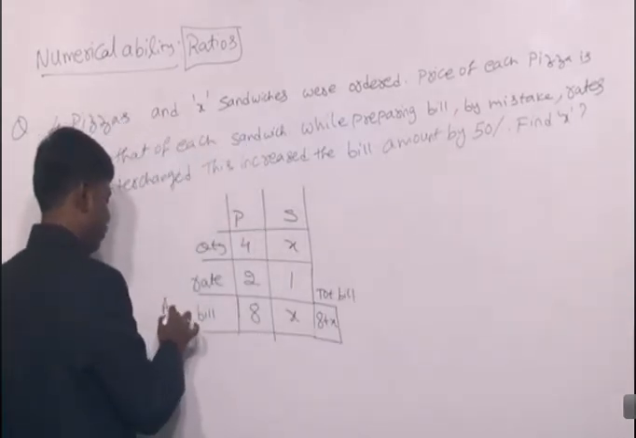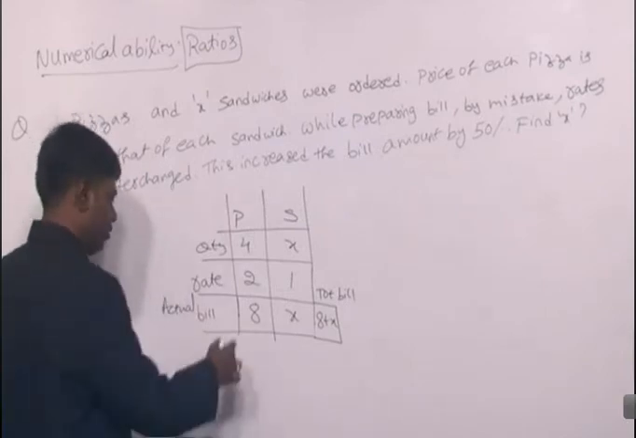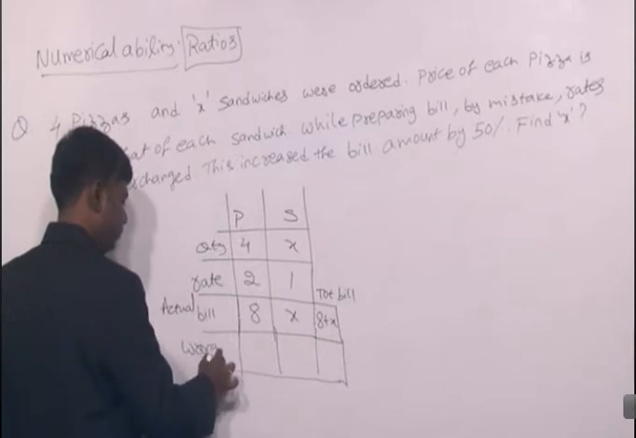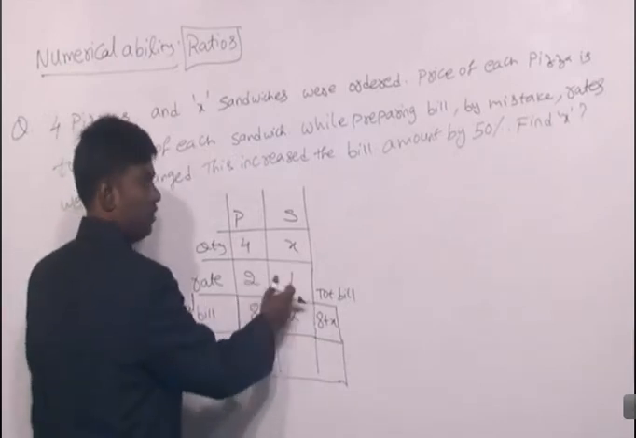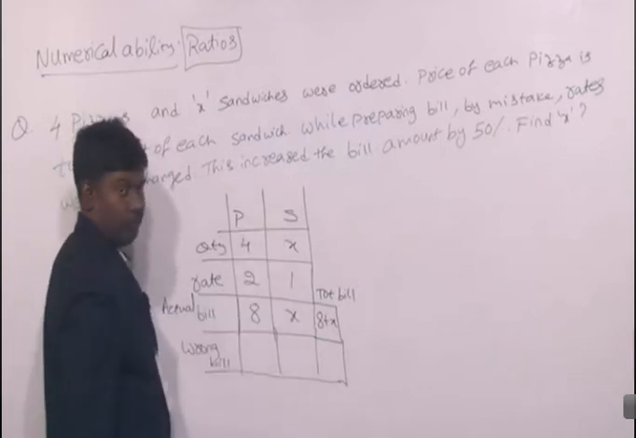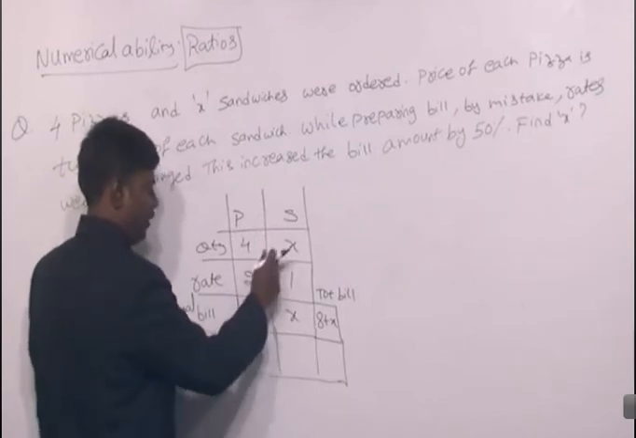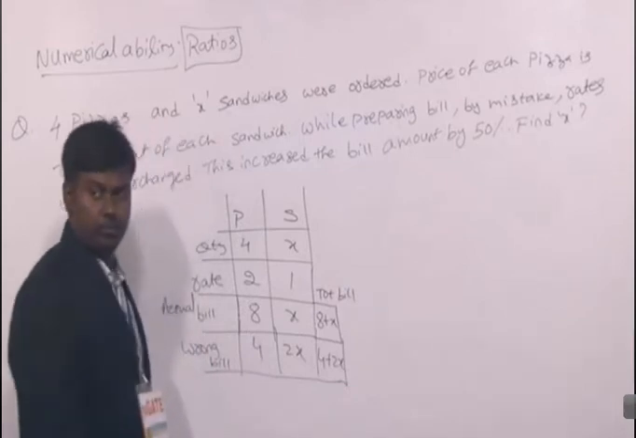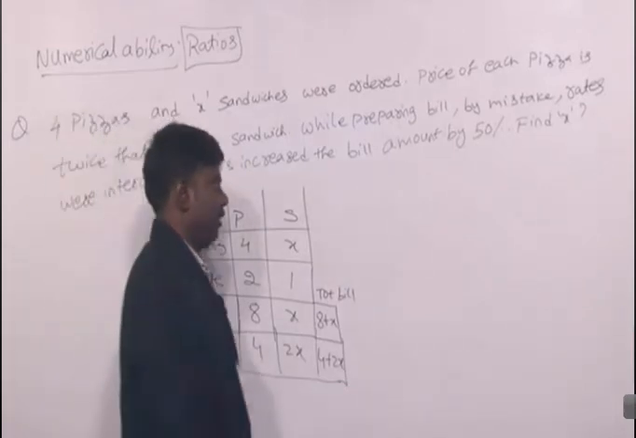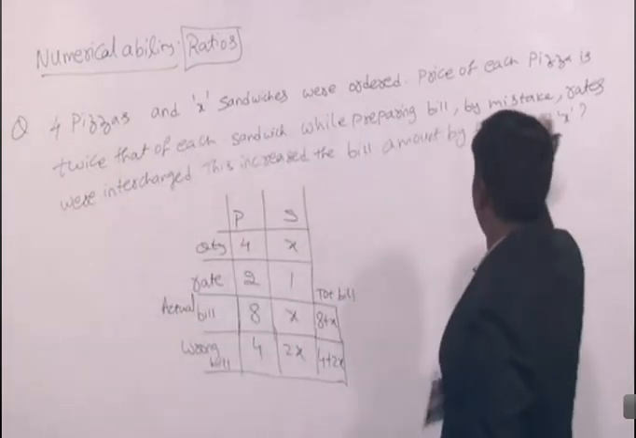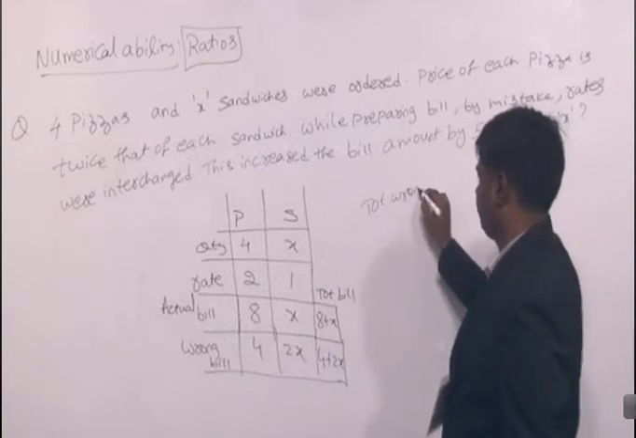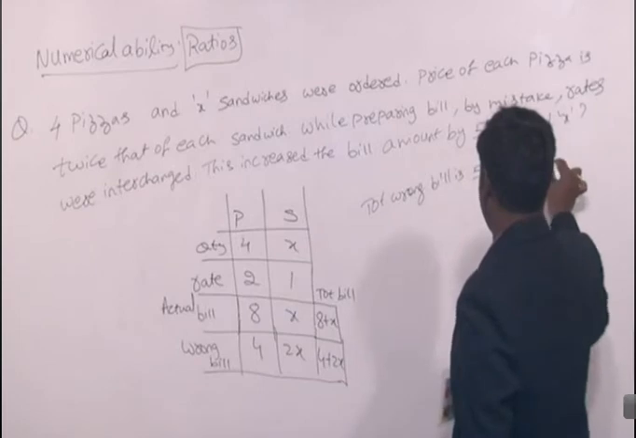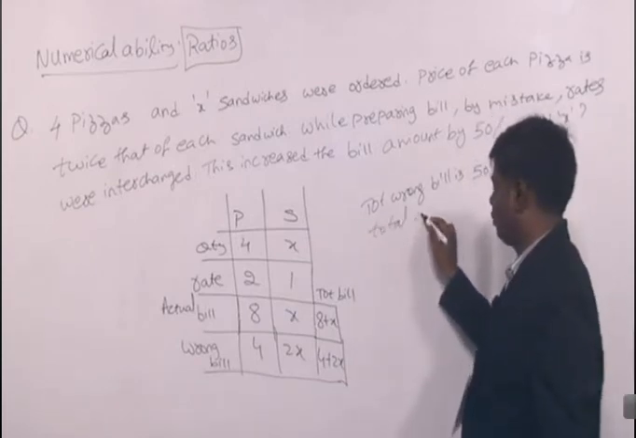I would say rather the actual bill. Let us also consider the wrong bill. What is the wrong bill? Rates were interchanged. That is, pizza is taken as 1 rupee, sandwich is taken as 2 rupees. These were interchanged. So 4 into 1, 4, 2 into x, 2x. So the total wrong bill is 4 plus 2x, right? It is also given that this increased the bill amount by 50%. The total wrong bill is 50% more than the total actual bill.